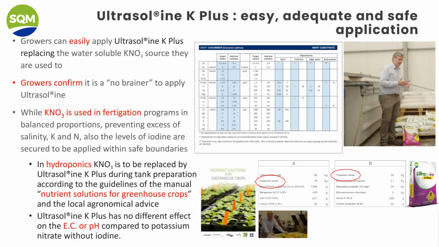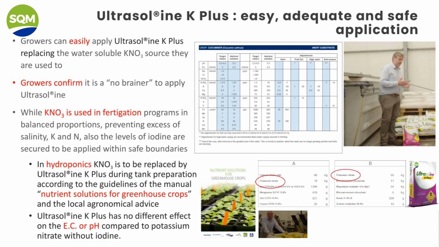Potassium nitrate is already used in fertigation programs generally in balanced proportions. So there is already a so-called natural prevention of excess of potassium and nitrogen and even of salinity. And when we add the iodine in a very specific range to that, then we also guarantee to be within safe boundaries with the iodine supply.